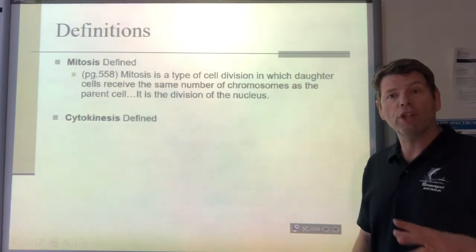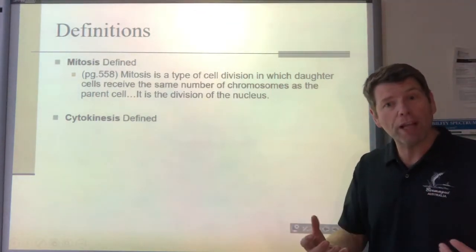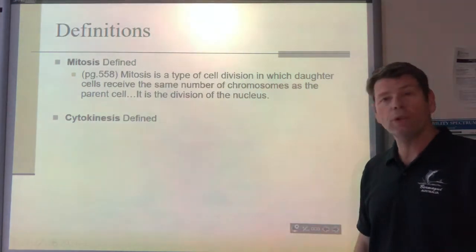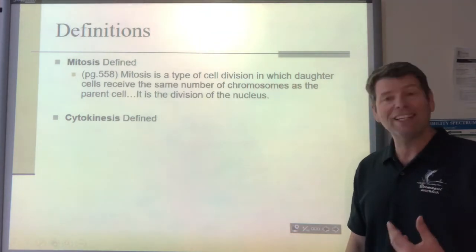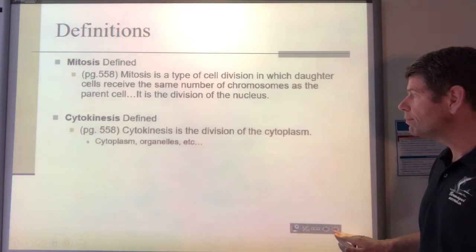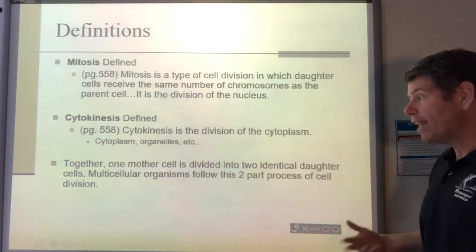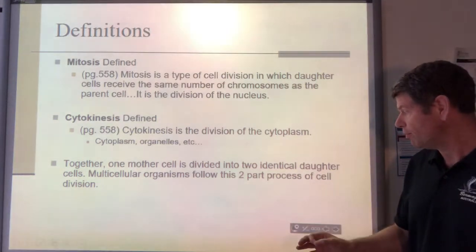Also, not only are we going to divide the nuclear material, but we need to divide the rest of the cytoplasm and organelles as well. That's an important process called cytokinesis. Remember that cyto is a prefix that means cell, and kinesis means movement. So it's the division of the cytoplasm. So together, one mother cell is going to divide into 2 identical daughter cells.